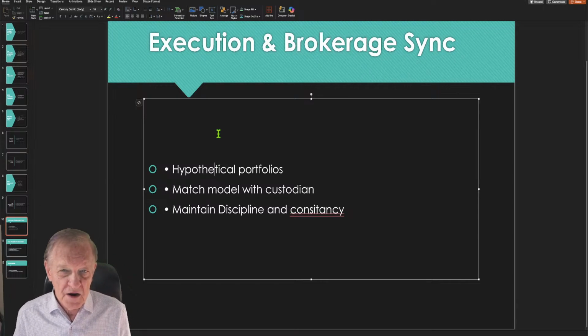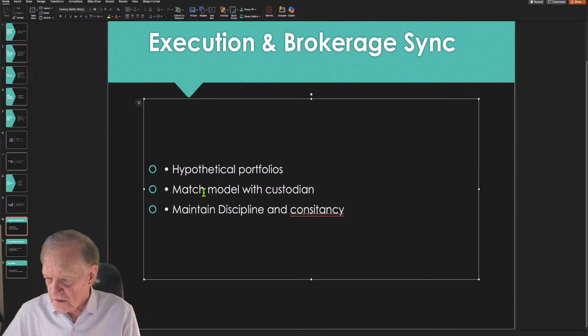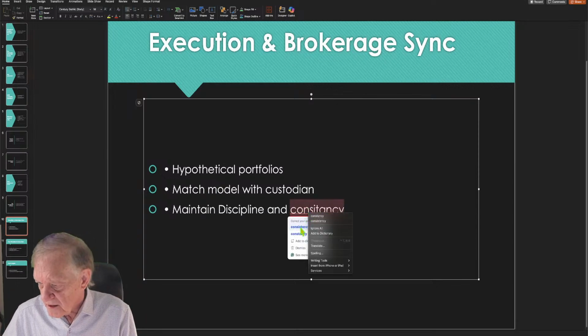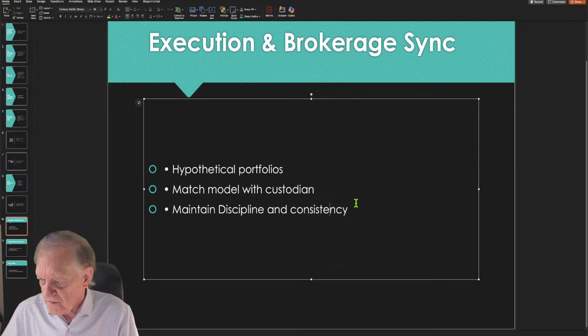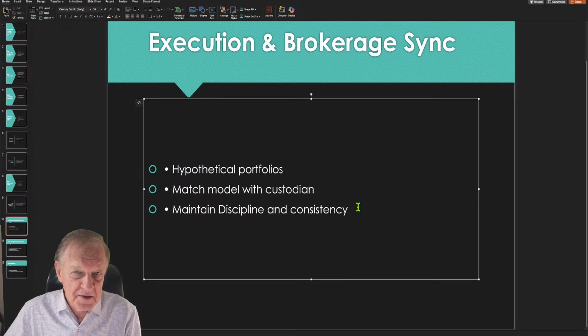I have to be careful, because every comment like that, I could go down a trail a ways. So I want to stay focused here at the moment. I'm fixing my spelling while we're going here. But maintain discipline and consistency.